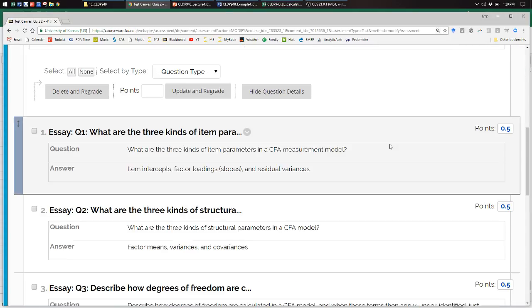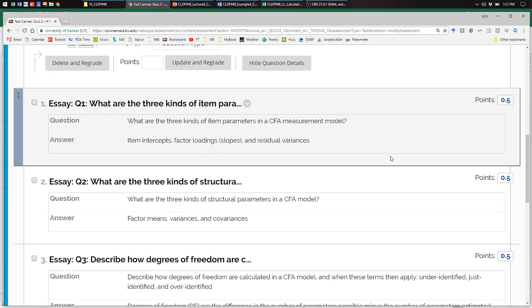So briefly then, there are 3 kinds of parameters in a measurement model. Those are item things: intercepts, loadings/slopes, and residual variances. The intercept is the expected item response when your factor is 0. The loading is the change in the expected item response for a 1-unit change in the factor. And then the error variance is anything left over in the item that's not the factor, not the mama.